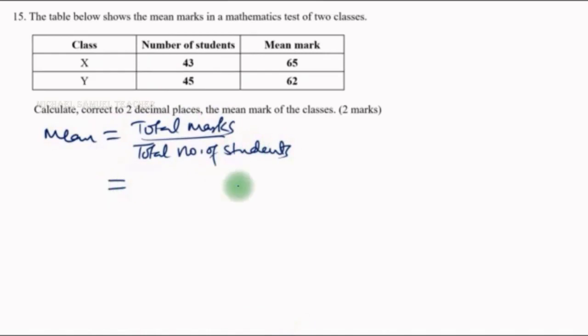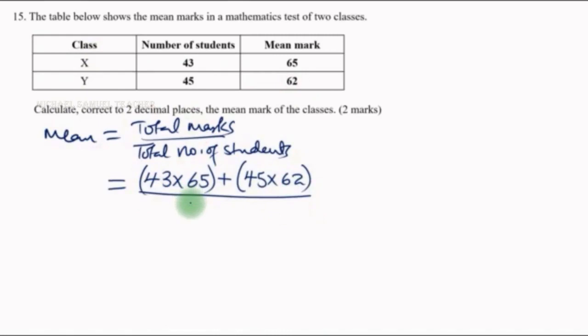Therefore, to get the mark for class X, it will be the number of students times 65. That will be the total marks. So 43 times 65 to get the total marks for class X, and also the total marks for class Y, it is the number of students, 45, times the minimum. Then divide by the total number of students, that is 43 plus 45.